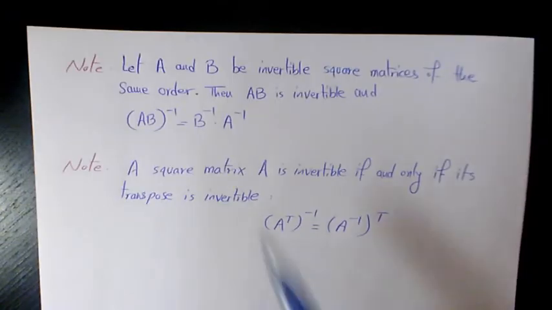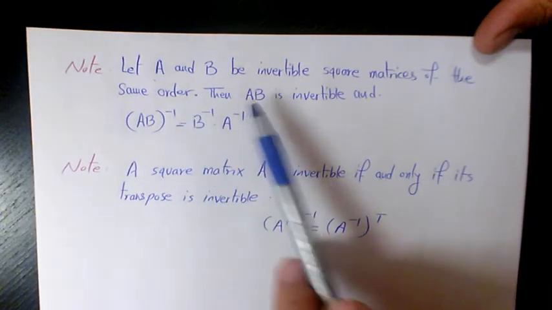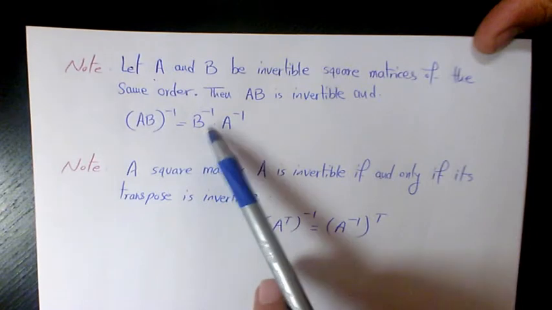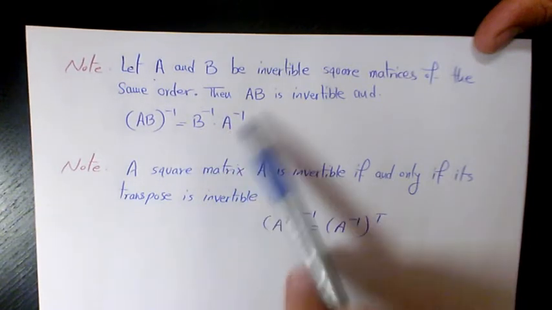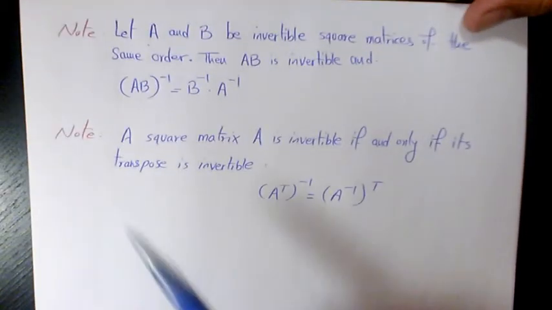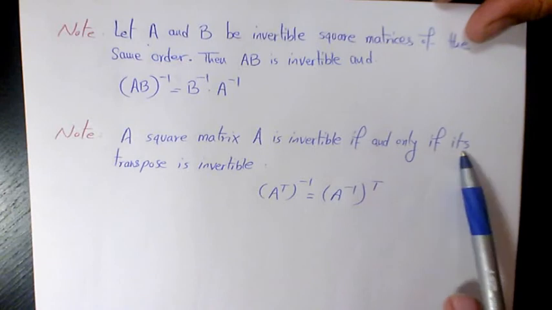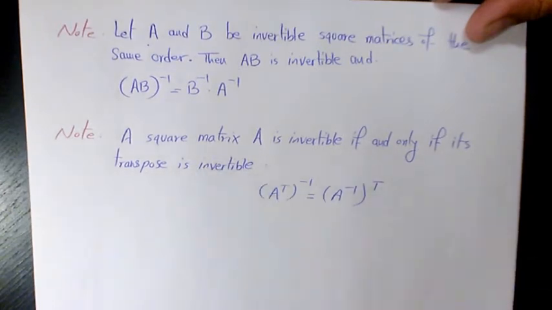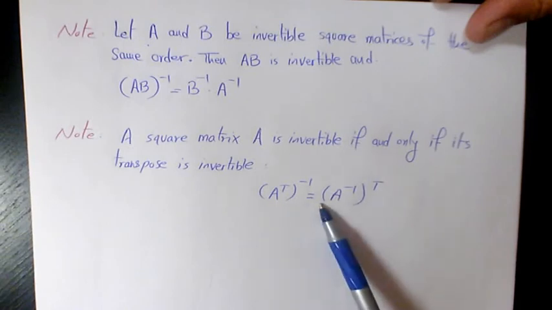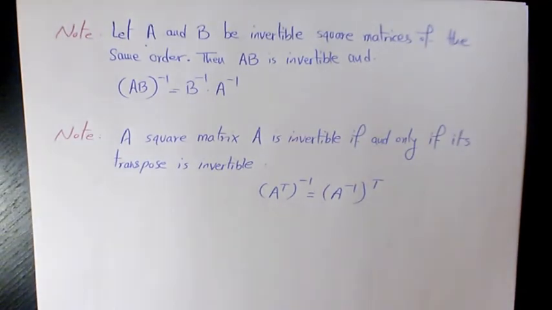Two notes here. Let A and B be invertible square matrices of the same order. Then AB is invertible, and the inverse of AB is the inverse of B times the inverse of A. So that's how we can convert it. A square matrix A is invertible if and only if its transpose is invertible. So the inverse of the transpose of A equals the transpose of the inverse of A.